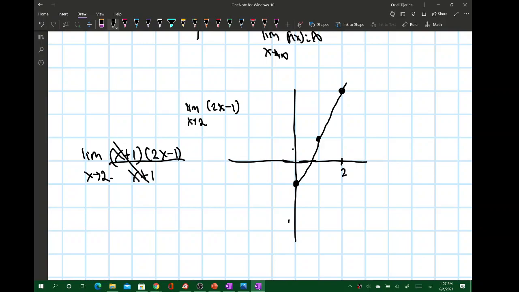And these two cancel out, right? But also, I know that at x equals 1, it would be undefined. That is, if I have something like that. This would be f of x equals 2x minus 1 times x plus 1 all over x plus 1, right?